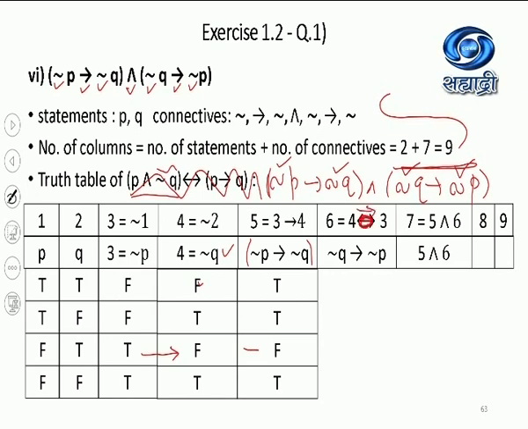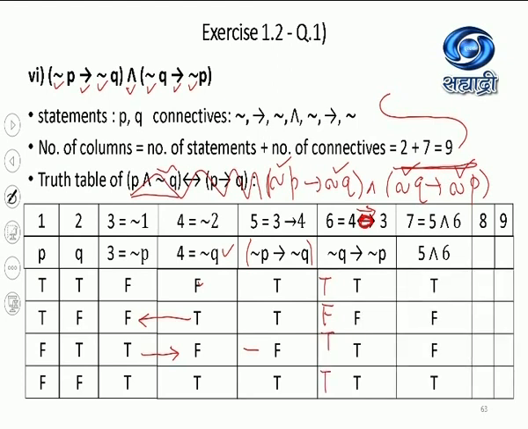Now entries for column 6 will read from negation Q implies negation P. Now that means I have to take my arrow from 4 to third column, reverse. So 4 to third column, only this T F entry is F. Only this entry will be F. All others will be T. You can check it out over here. Yes. So please be careful.